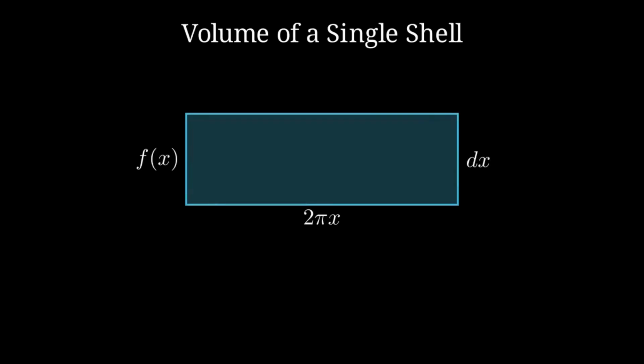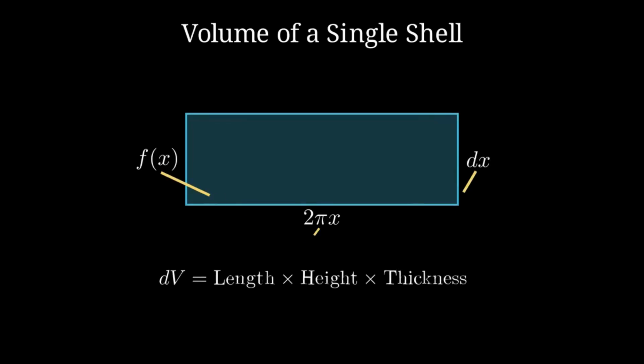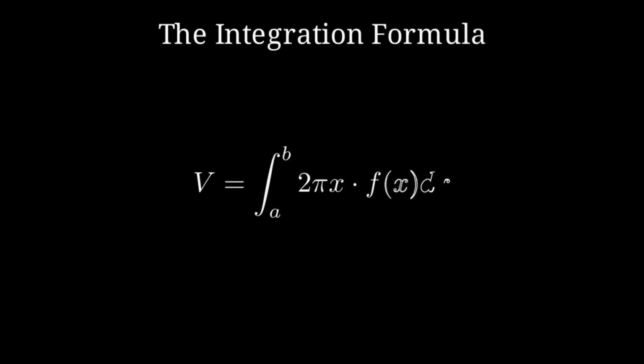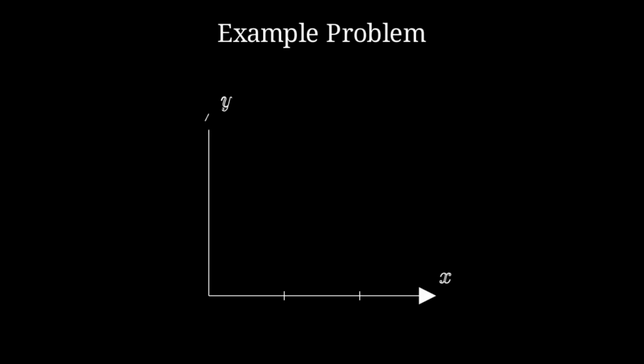The volume of this single thin shell, which we call dV, is the product of its dimensions. By multiplying the circumference 2 pi x, the height f of x, and the thickness dx, we get the differential volume element. To find the total volume of the solid, we sum up an infinite number of these shells using integration. The total volume V is the integral from a to b of 2 pi x times f of x with respect to x. Let's apply this to an example.